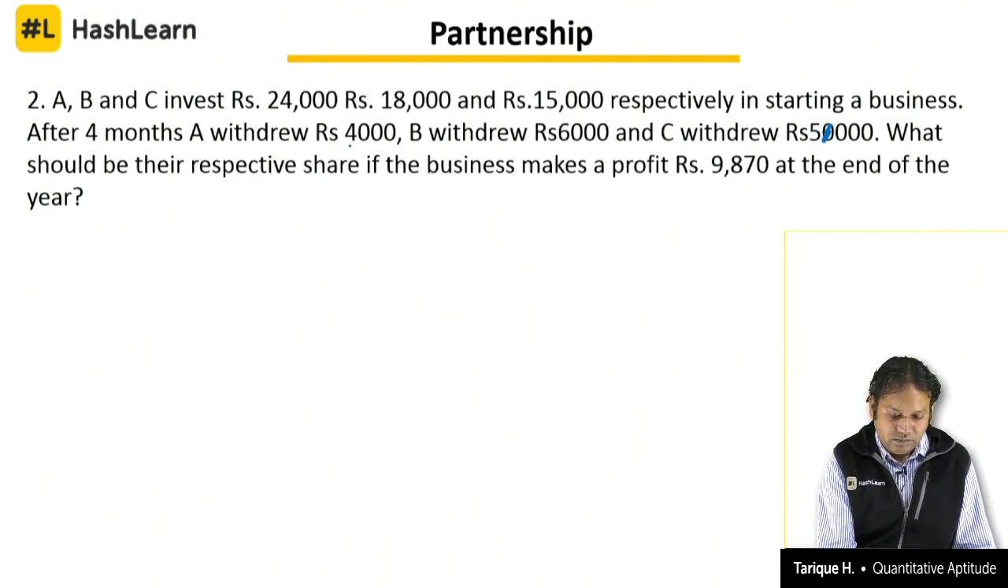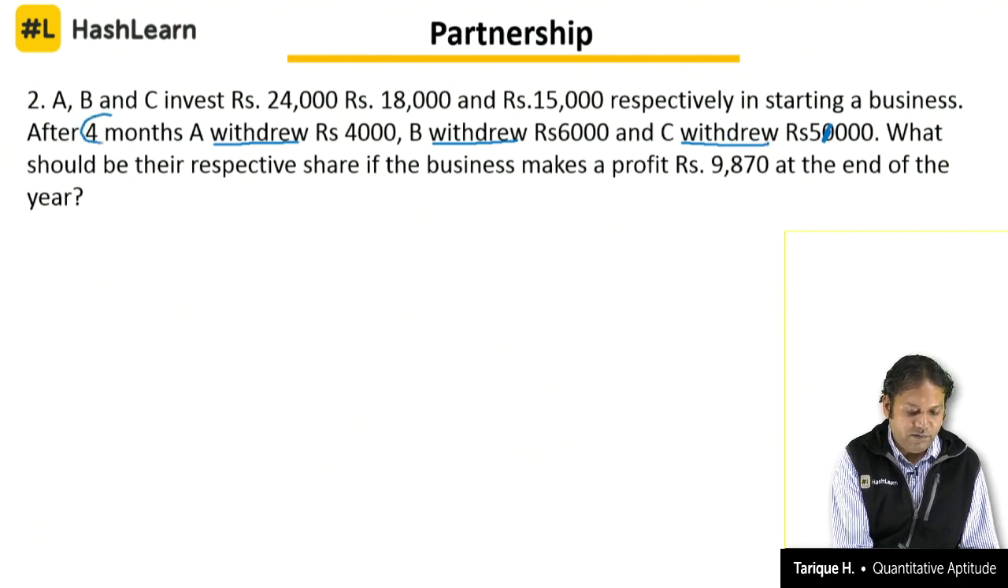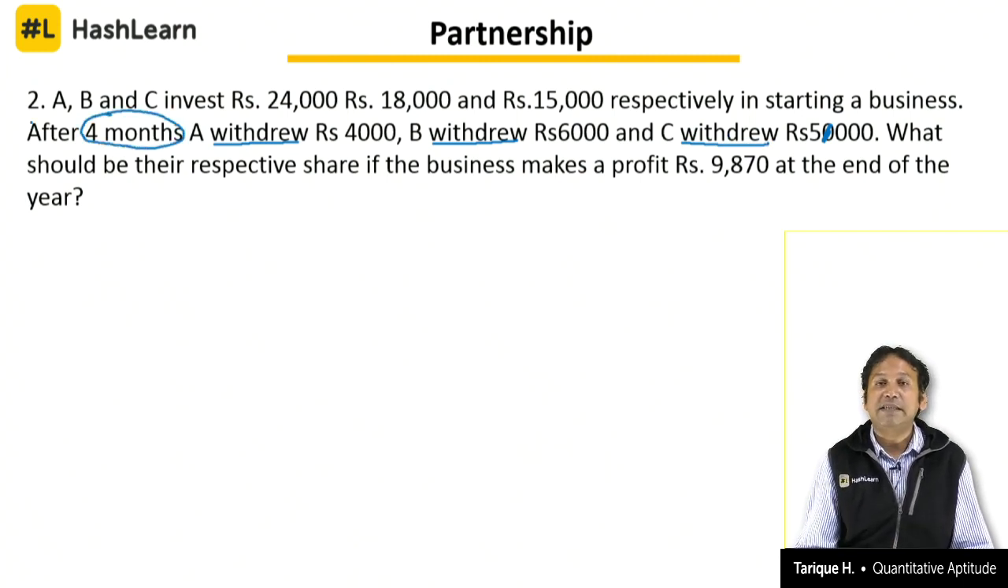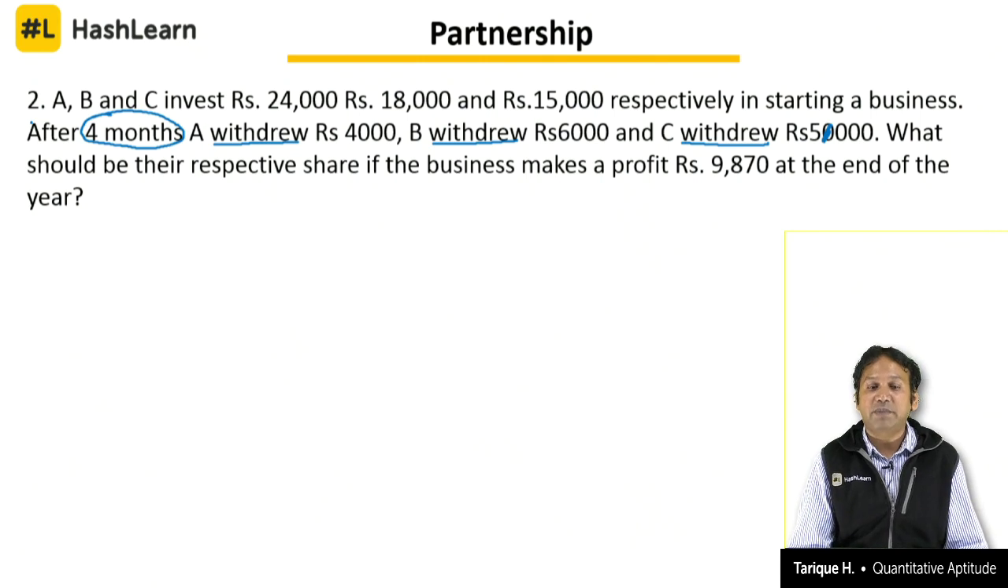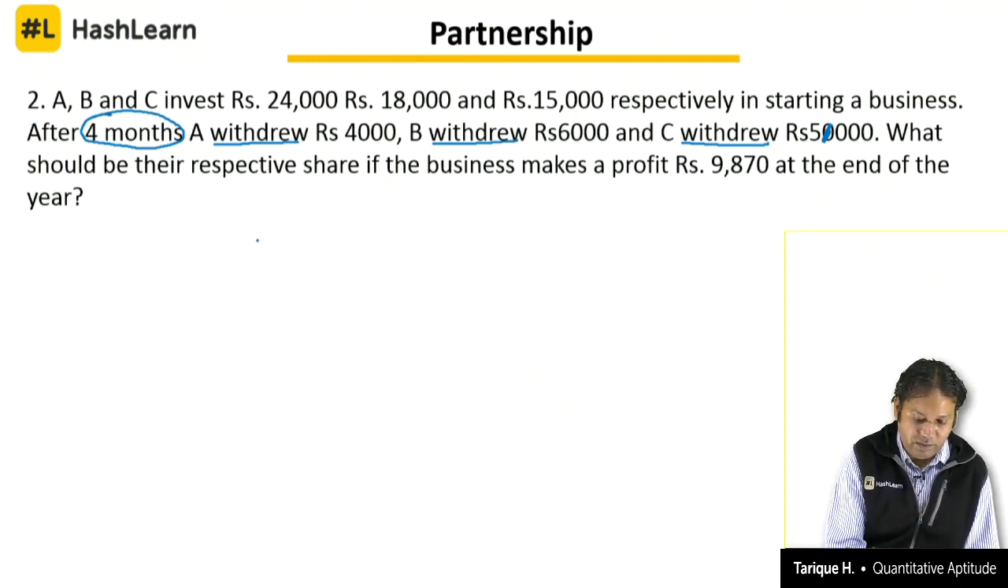So, here the moment we withdraw something, that means our investment is changing. After how many months? After 4 months. That means it is no longer now a question of simple partnership, it has become a question on compound partnership. And how do we find out the ratio in which profit should be distributed among the partners? By multiplying investment and time. So, just observe how we do it here, and this will be the template for all questions like this.